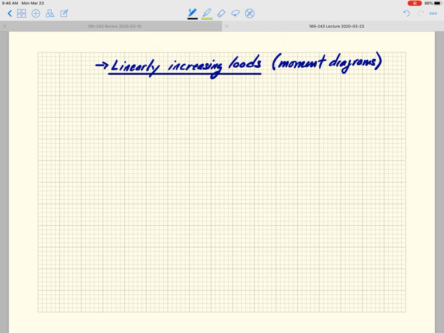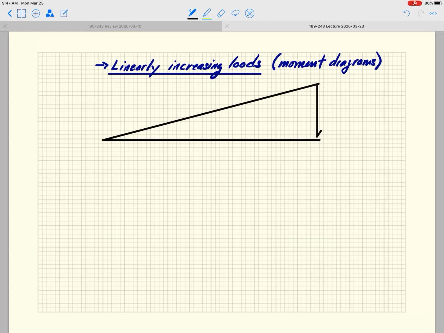So let me put a problem on the whiteboard. It looks something like this. So we have a linearly increasing load. I guess I have a fixed support on this side.